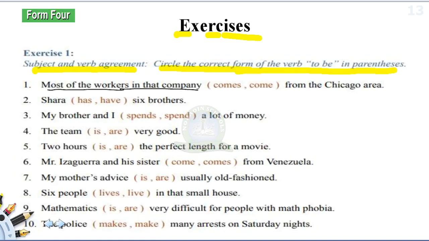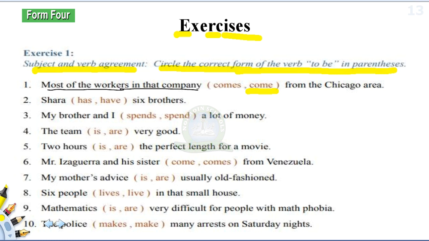Comes or come from Chicago area. Which one is correct? Comes is singular and come is plural. So look at our subject. Our subject, most of the workers, is plural. Since you have a plural subject, you have to use a plural verb, because the subject must agree with its verb in number. So the correct answer is come, because this is plural and this is plural.